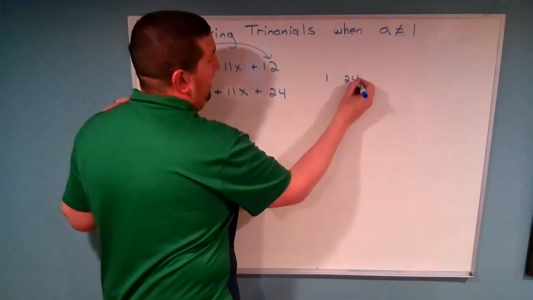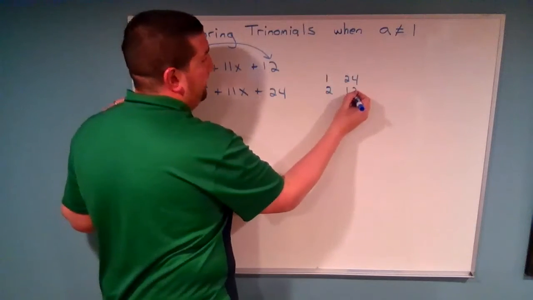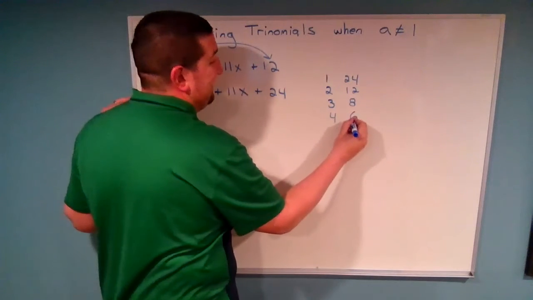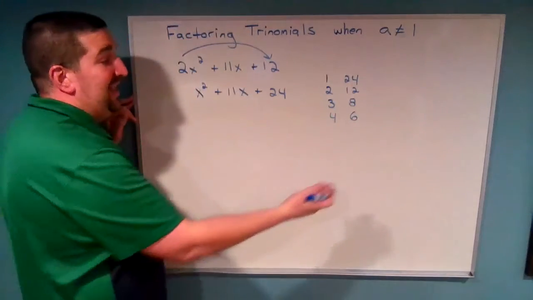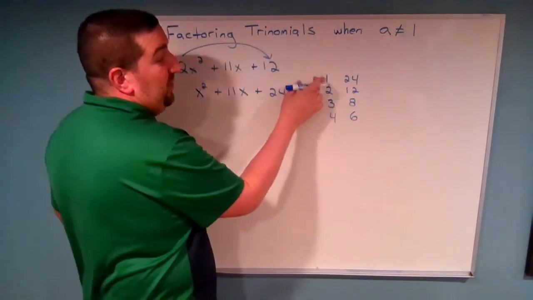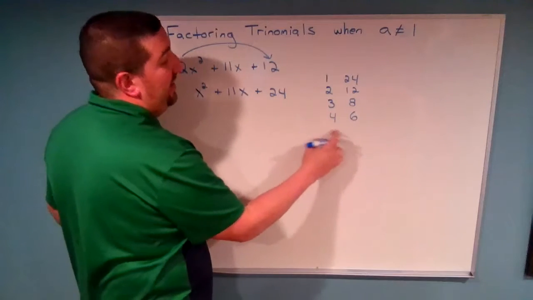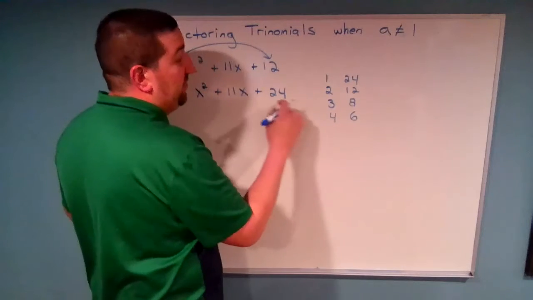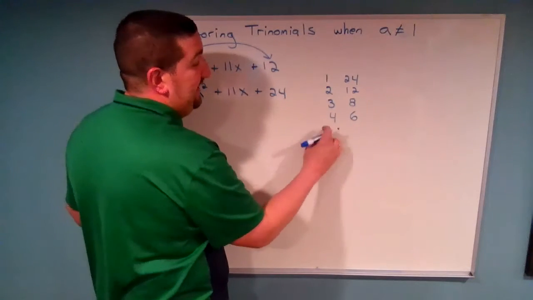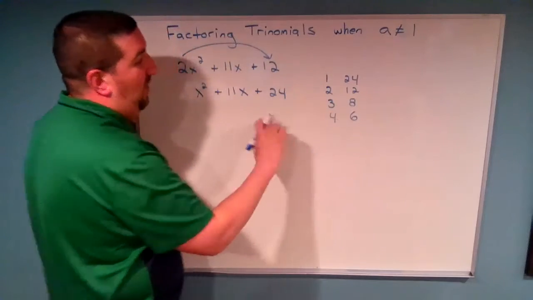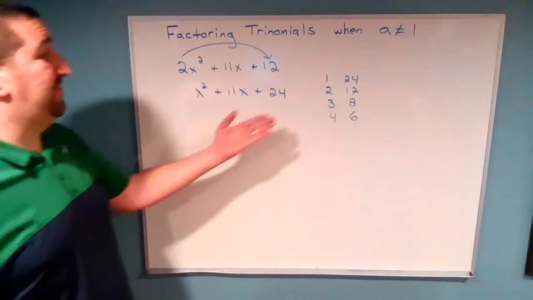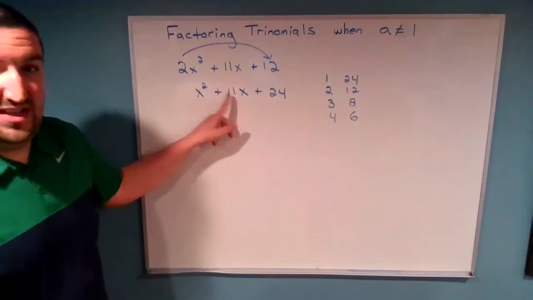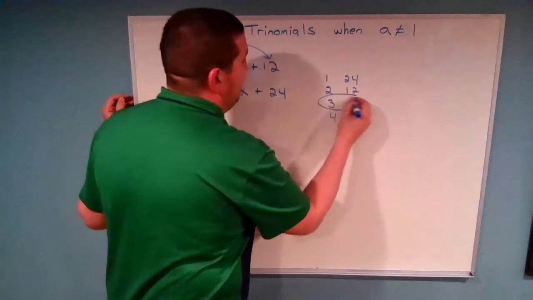1 and 24, 2 and 12, 3 and 8, 4 and 6, 5 and nothing, and then 6 and 4. Start with 1 and work your way up. Once you have a repeating pair, so I didn't do 5 because it doesn't go into 24 evenly, but 6 repeated with 4, I know that these are all of my factor pairs. Now I have to find a factor pair here that adds to 11. So that would be 3 and 8.